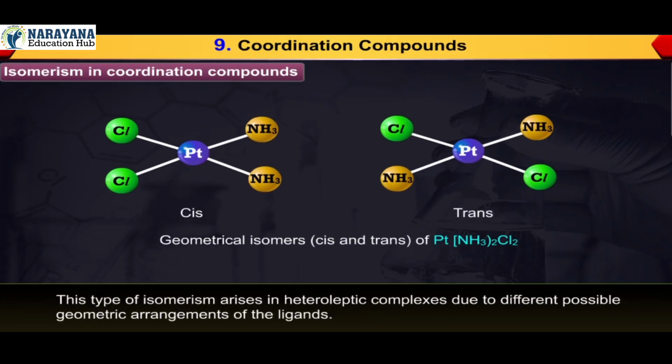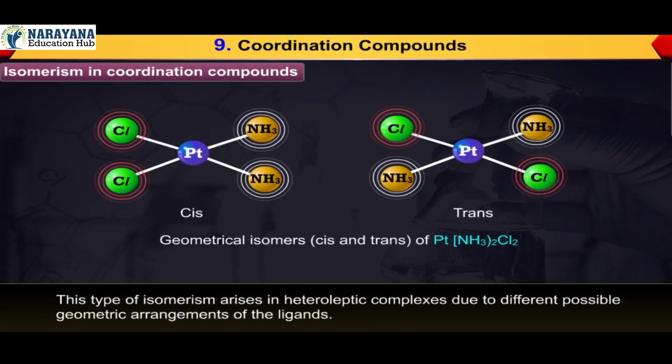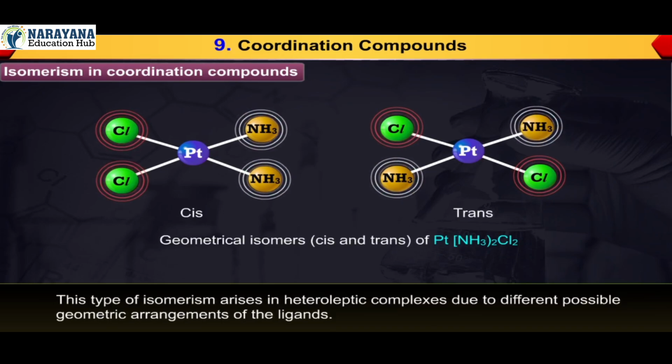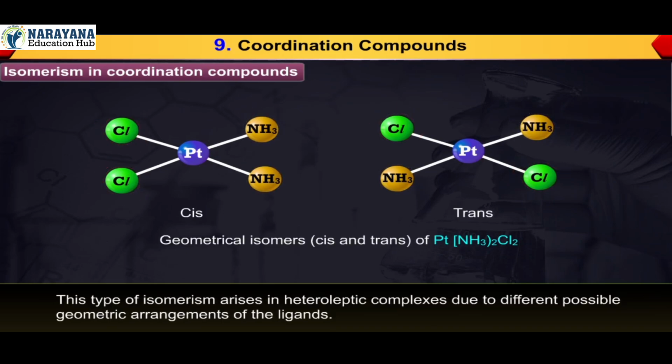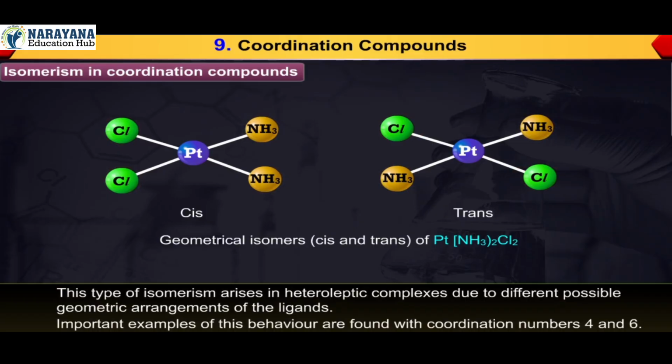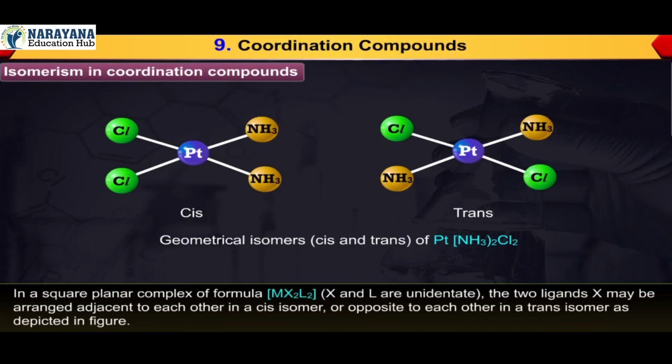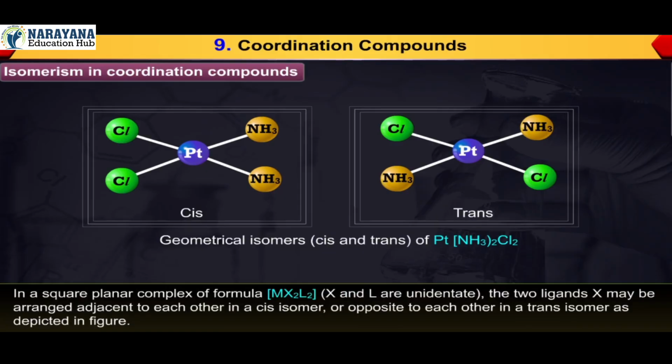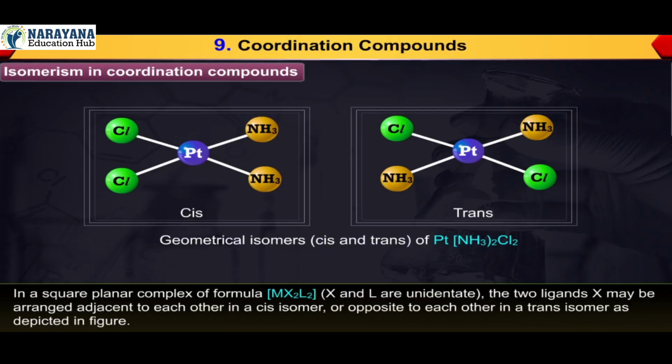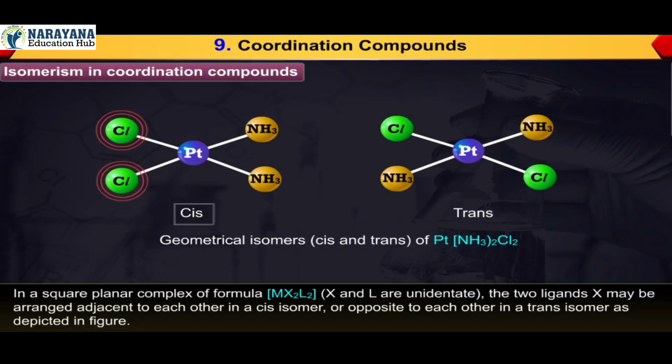Geometric isomerism. This type of isomerism arises in heteroleptic complexes due to different possible geometric arrangements of the ligands. Important examples of this behavior are found with coordination numbers 4 and 6. In a square planar complex of formula MX2L2, where X and L are unidentate, the two ligands X may be arranged adjacent to each other in a cis isomer or opposite to each other in a trans isomer, as depicted in the figure.